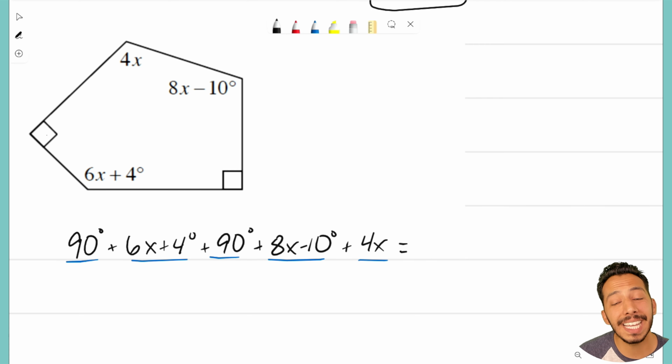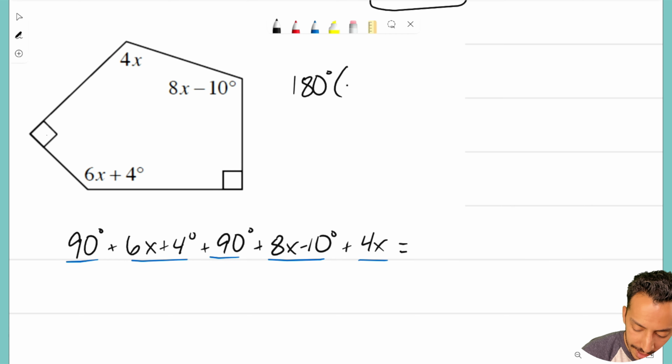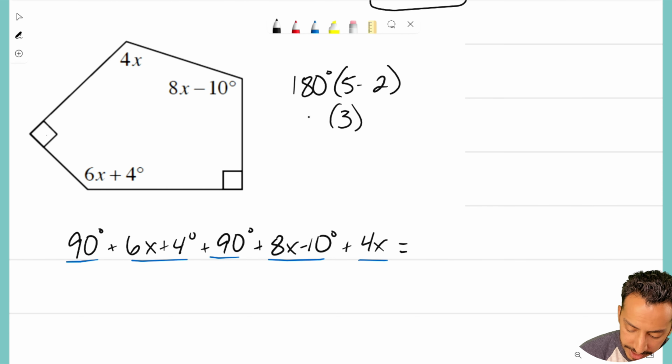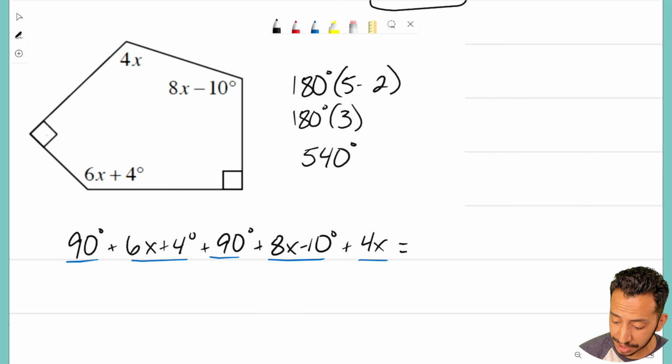Well, pentagons add up to a certain number for their angles. Actually, they're always going to add up to the same number. If you forgot what pentagons' angles add up to, well, we have a magic formula for that. Remember 180 times n minus 2? That will always tell you the sum of the interior angles. N here in our case is going to have to be a 5 because it's a 5-sided shape. 5 minus 2 gives us 3. And what's 3 times 180? Well, that is going to be 540 degrees. Look at this. There's the equation. We just got to solve it now.